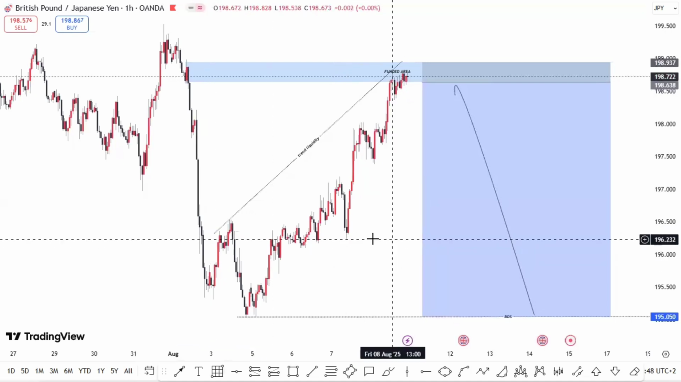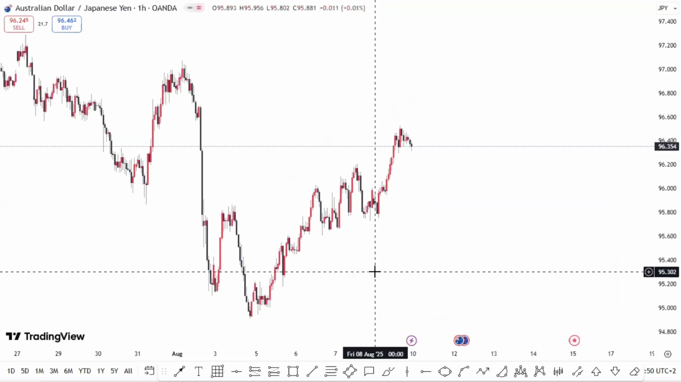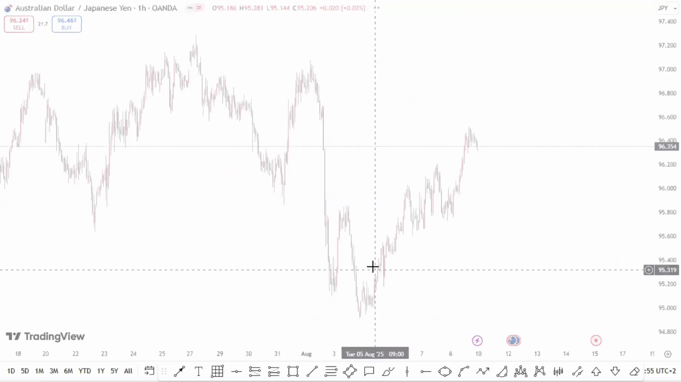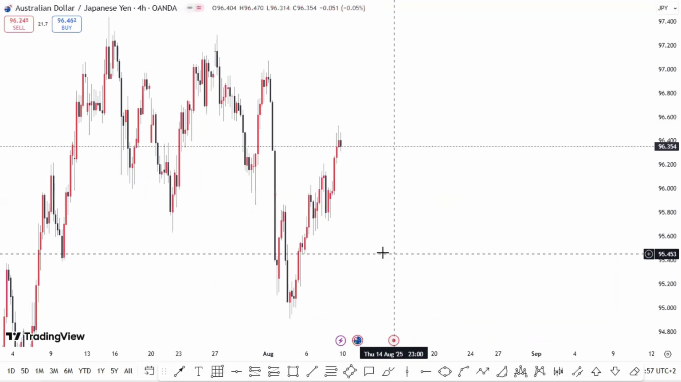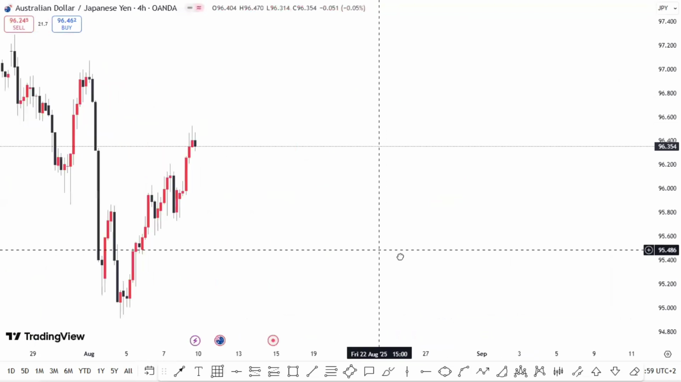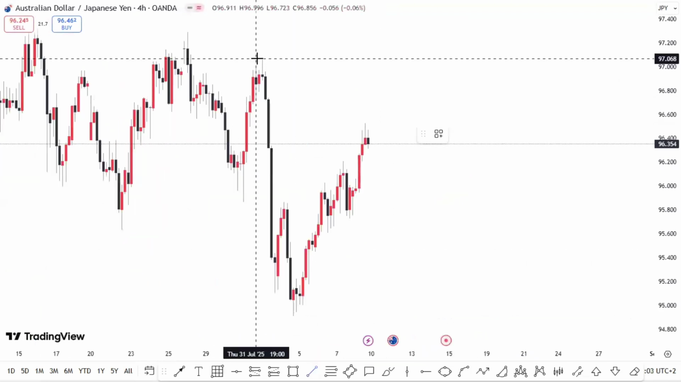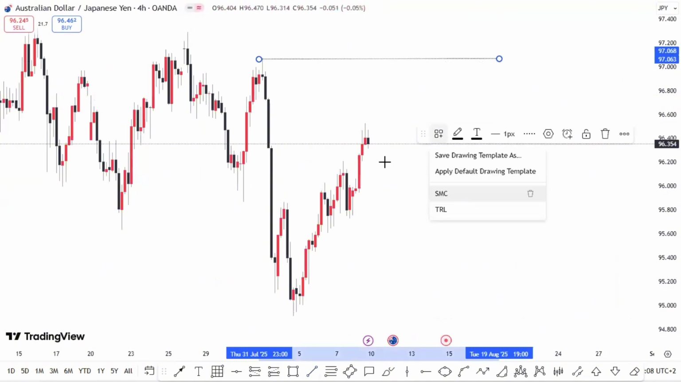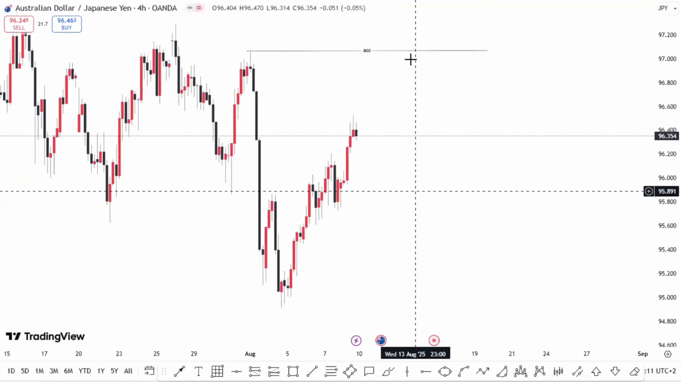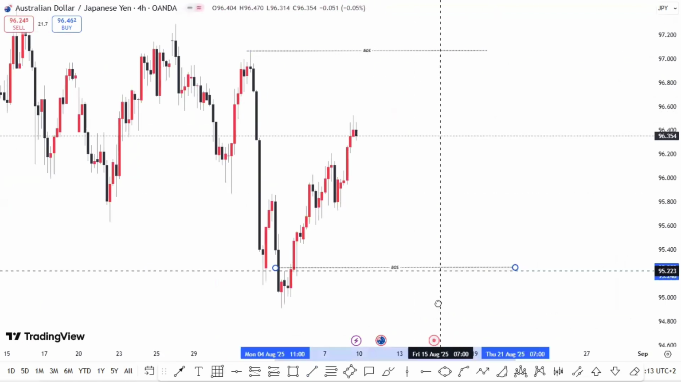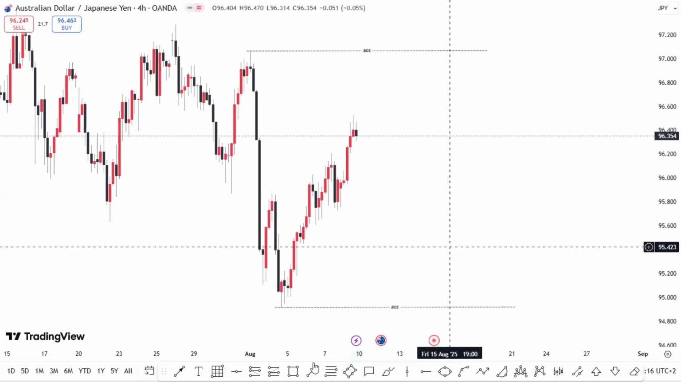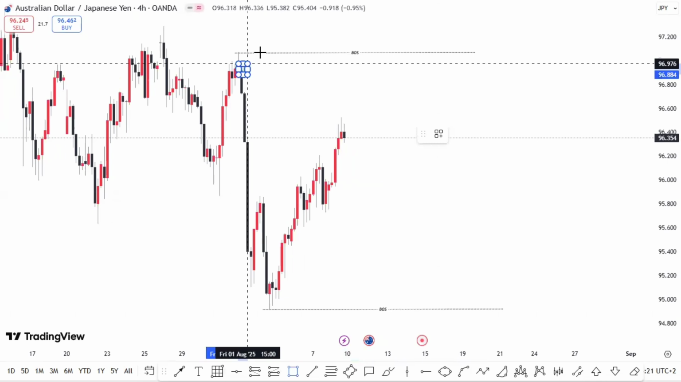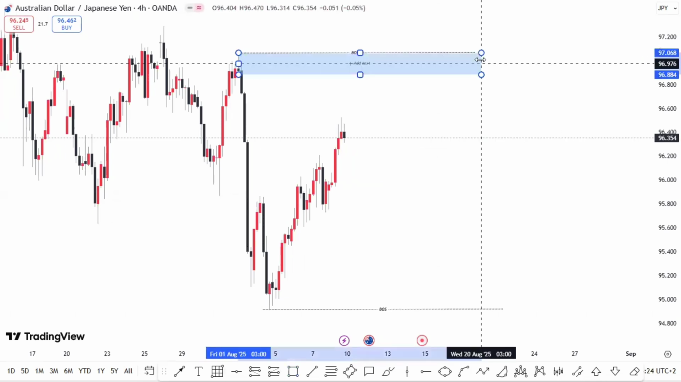Okay, so here we have AUDJPY. Let's see what we have on H4. So from AUDJPY we have our break of structure there. Again, let me plot my break of structure there. After my break of structure, look for the last candlestick before the impulse. So this one is our last candlestick before the impulse. That's our last candlestick before the impulse.